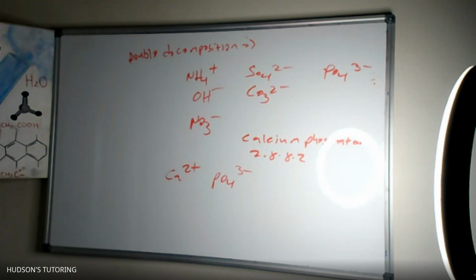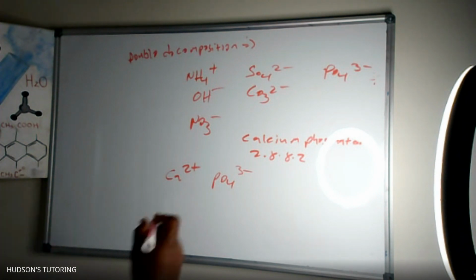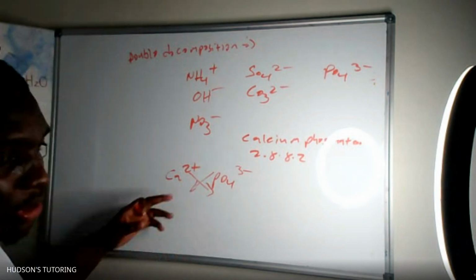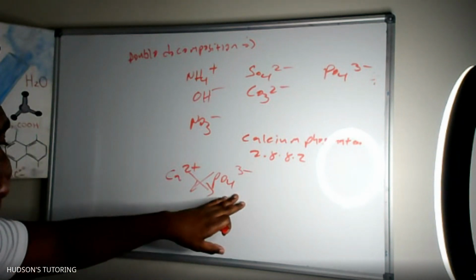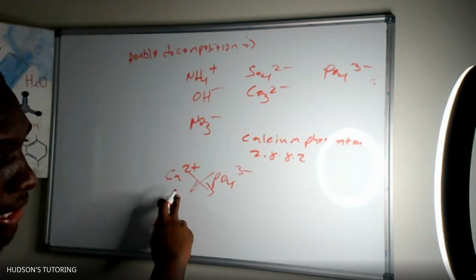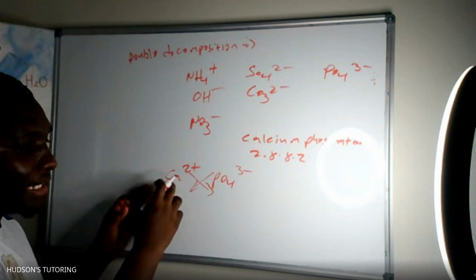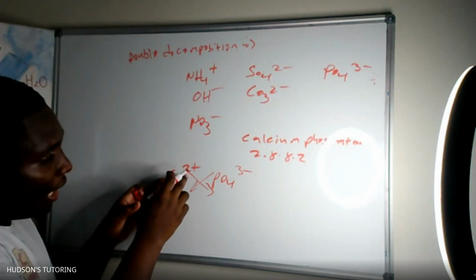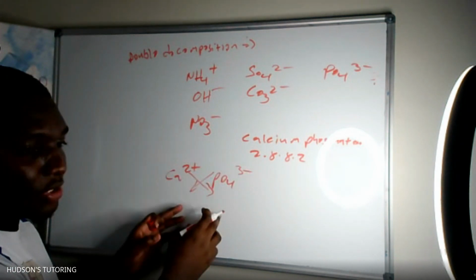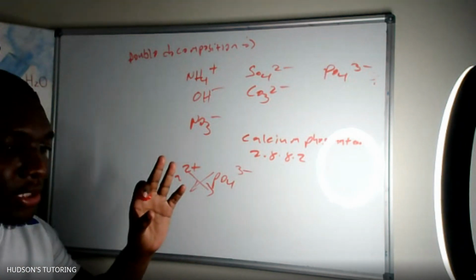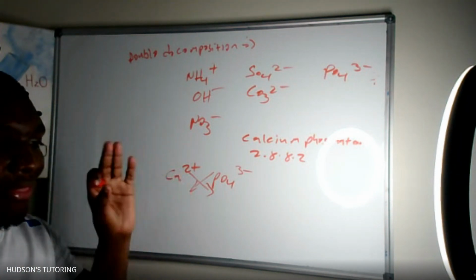All right, so calcium phosphate, as I mentioned before, what you need is valence switching. So valence switching is what is actually going to be taking place right here. This is what I mean by valence switching. The 2+ here is going to come down here as a subscript, while the 3- is going to come down here as a subscript, because we want the charges to balance out. So I have a calcium with a 2+ charge and a phosphate with a 3- charge.